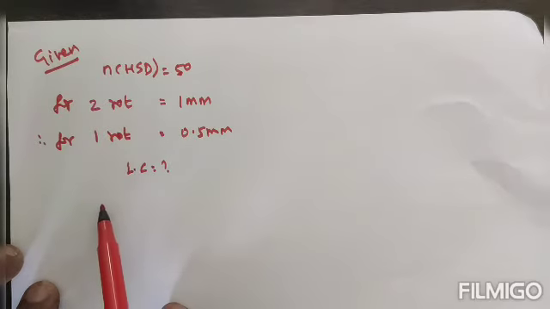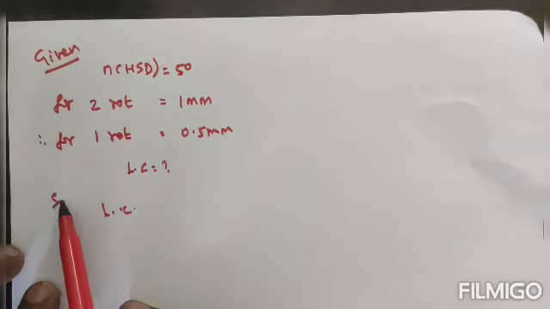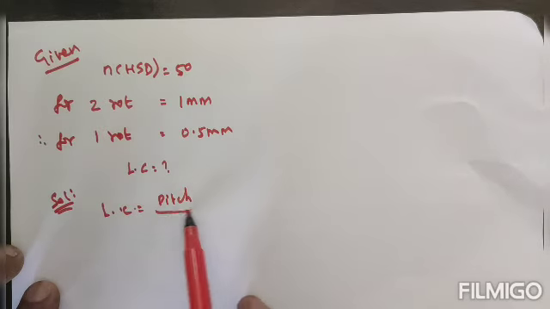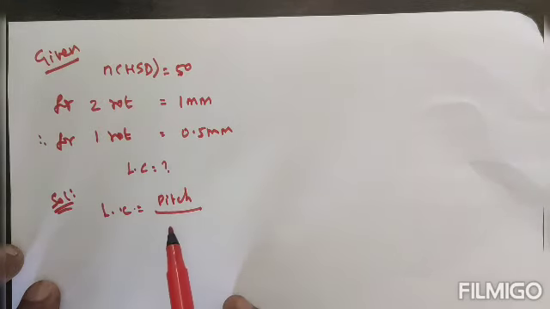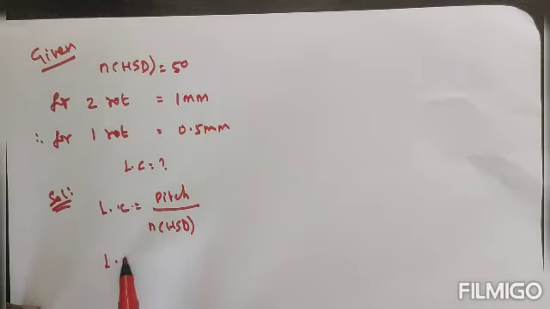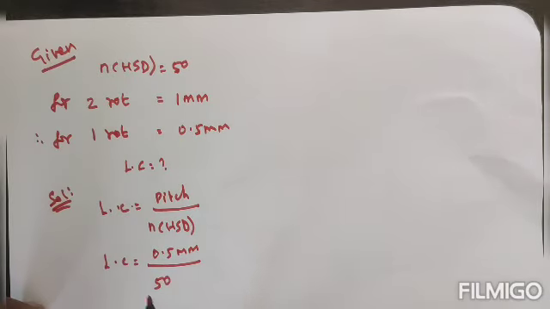So the least count, solution: least count is equal to pitch value divided by number of head scale divisions. Therefore least count equals, here the pitch value is 0.5 millimeter divided by the number of head scale divisions, that is 50.